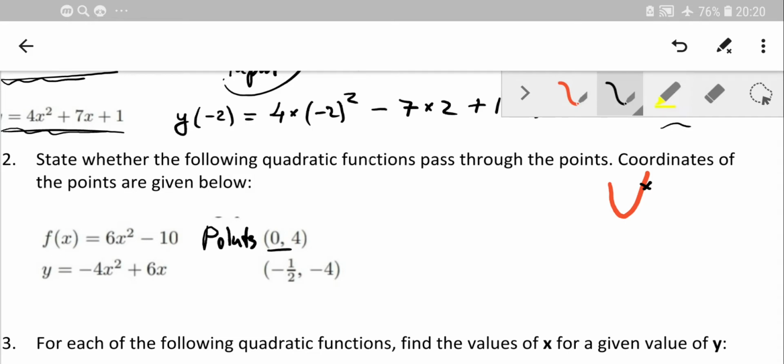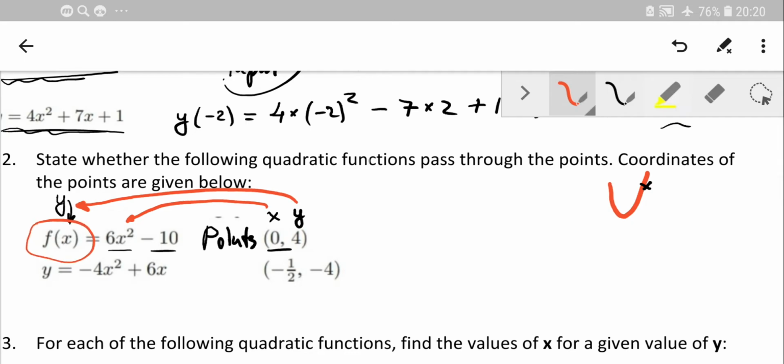We just simply have 6x squared minus 10 equals to f(x). But in other words, f(x) is the same as y, right? So we're doing the following. This is the x coordinate of the point. This is the y coordinate of the point. We take x and plug here whenever x stays. We're taking y and plug instead of y in the function. So that's your function, that's your y value.